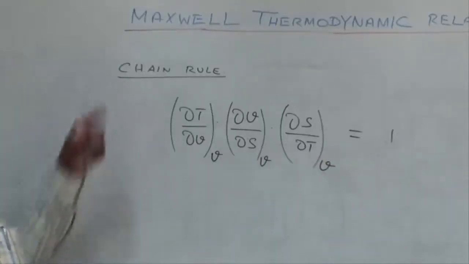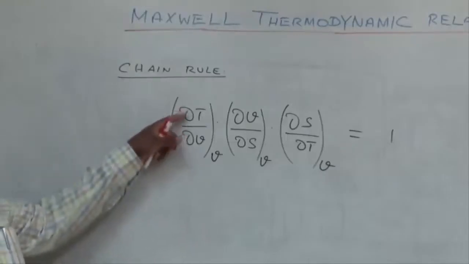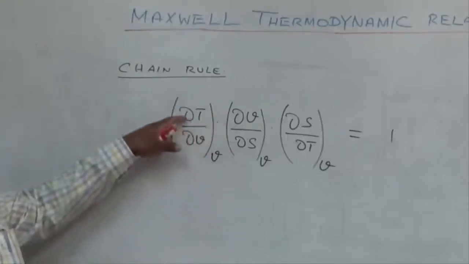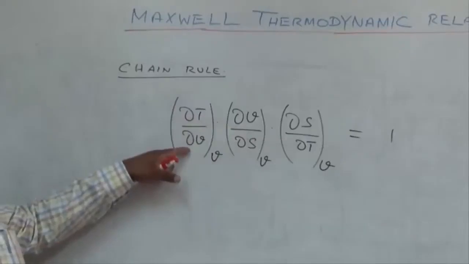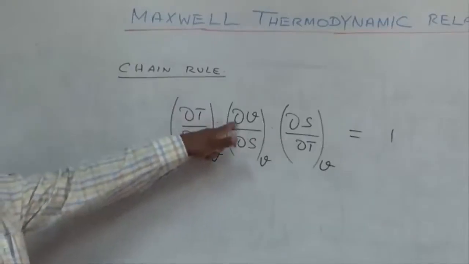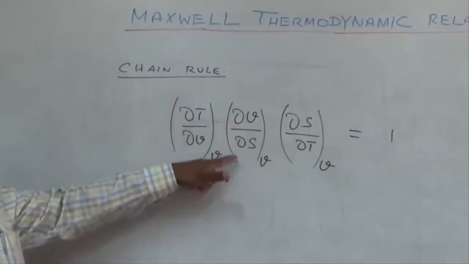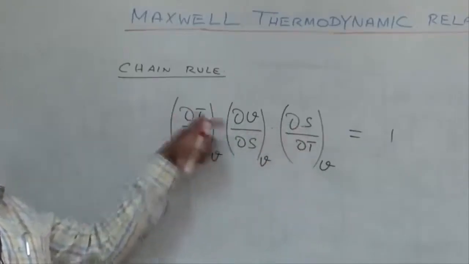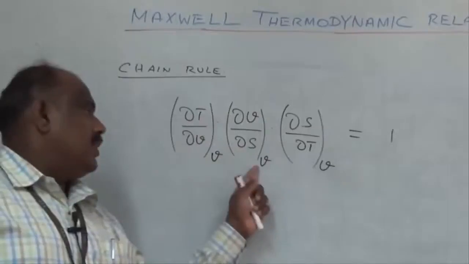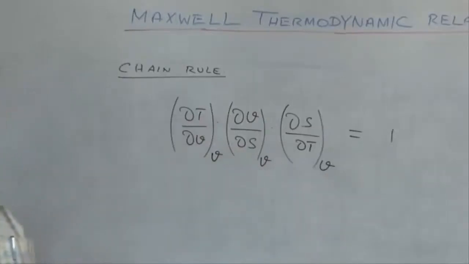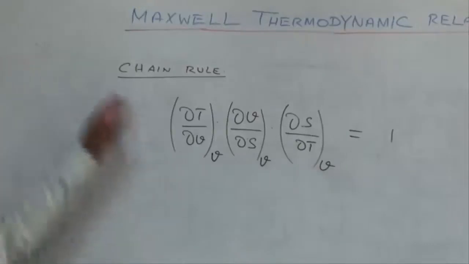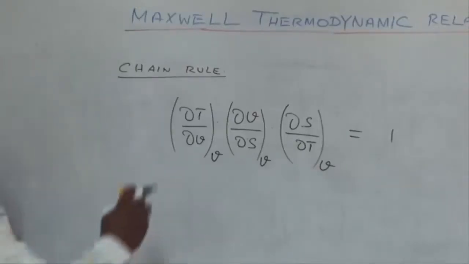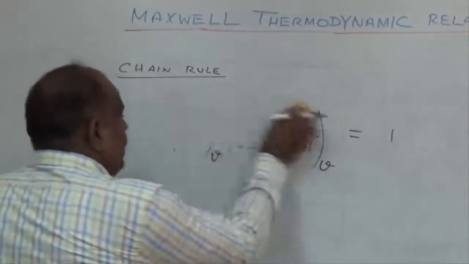So this is nothing but the chain rule. The chain rule says a chain has been formed. It starts at T, ending at V. The end should be the starting for the next one. So ∂V by ∂S. S is the ending, so the starting should be ∂S. Ending is ∂T, the starting is ∂T. But it should take place at constant property. Either it can be volume or pressure or temperature. Then only the value will be equal to 1. So these two things you should remember for deriving the Maxwell relation.